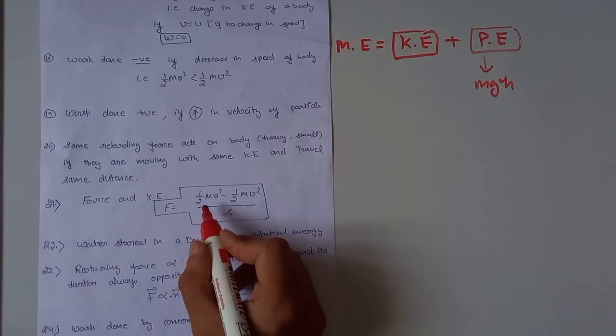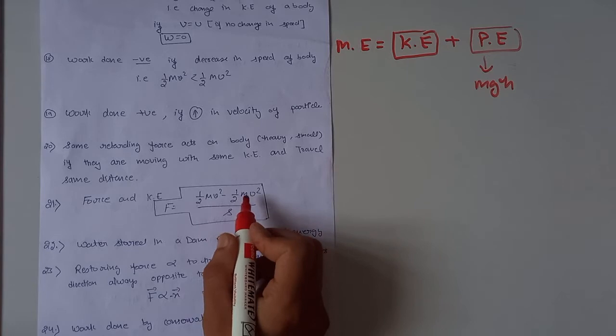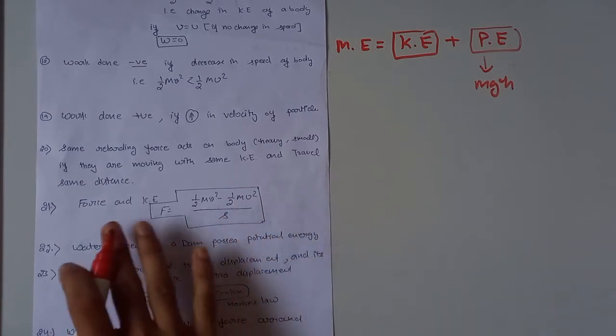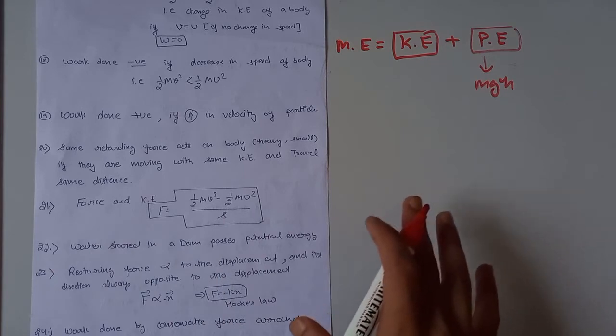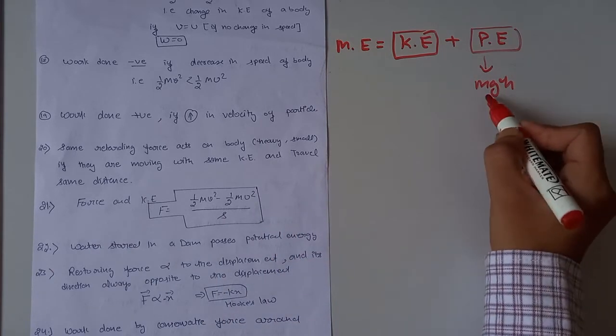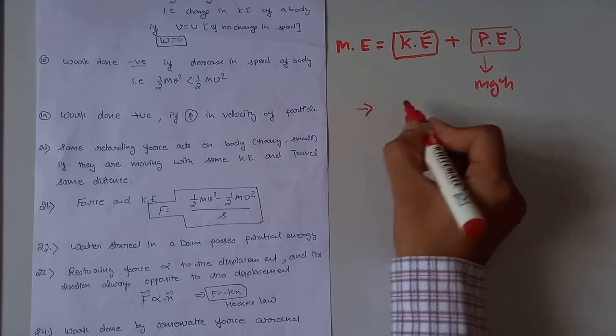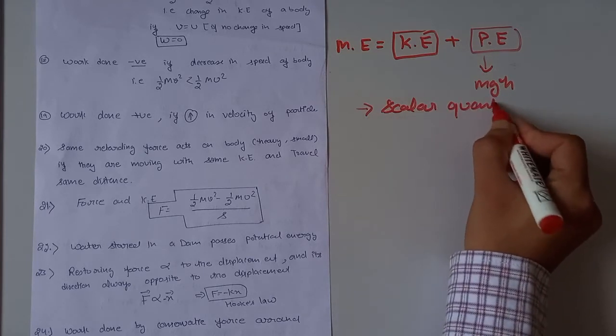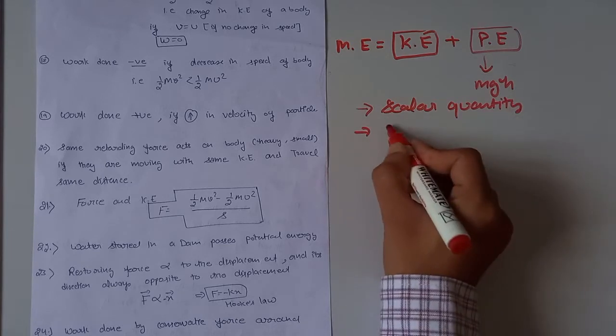This relation is given by half of mv square minus half of mv square divided by some distance. This is the relation between force and kinetic energy. Now potential energy. Potential energy is mgh. This is also a scalar quantity.